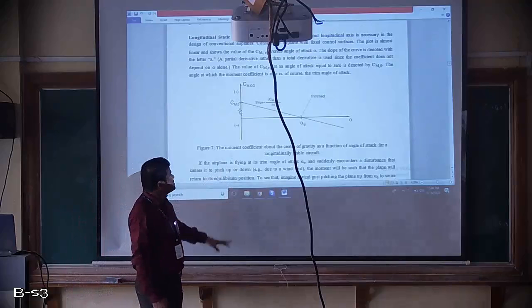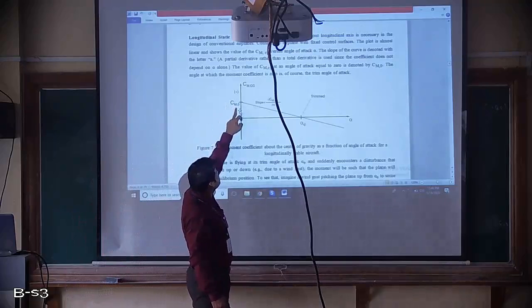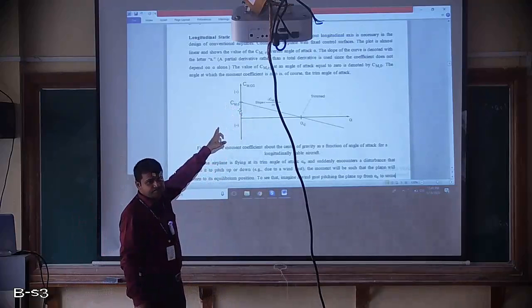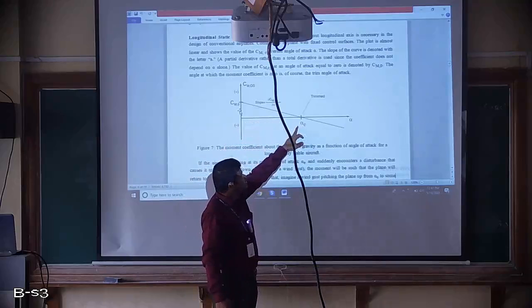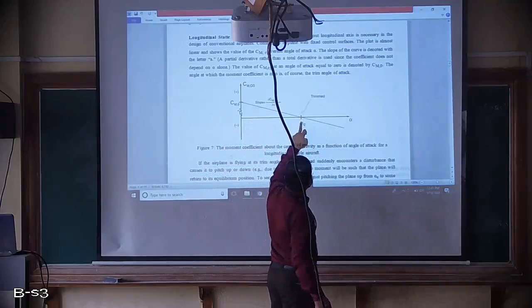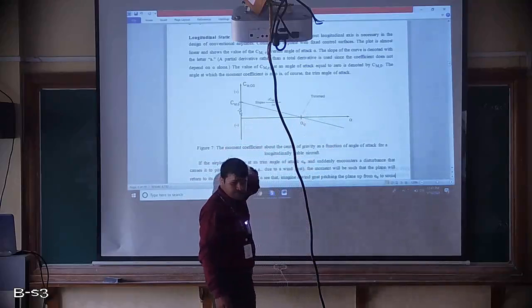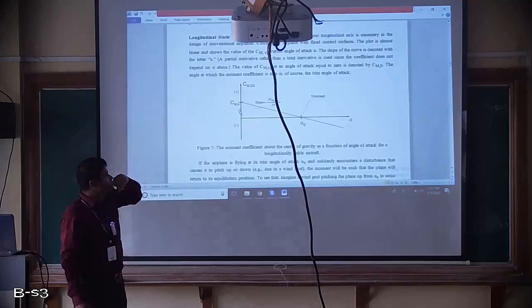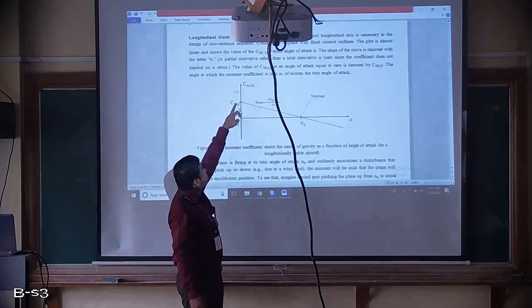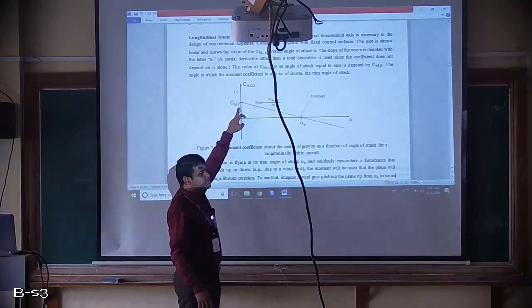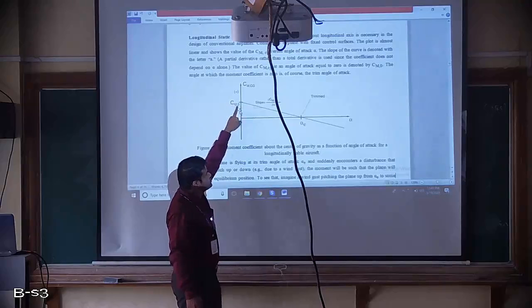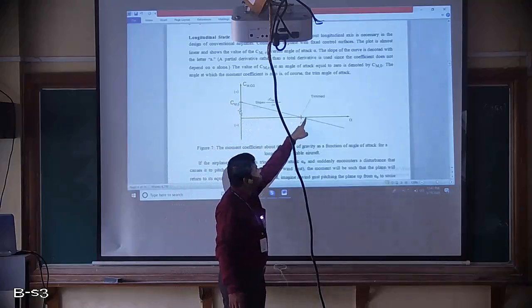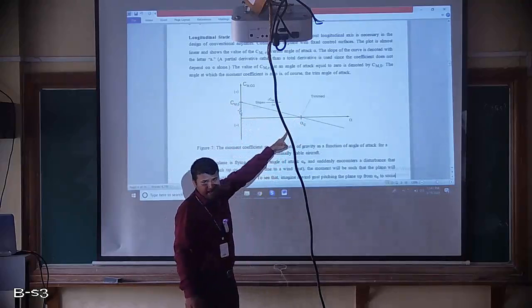Now in this graph, CM0 will give us the moment coefficient, and this is the angle of attack alpha, and this alpha E is nothing but our trimmed condition. Now in this graph we can see that the moment coefficient is 0. CM0 is nothing but Cm comma 0. That means the moment coefficient here is 0. That is the trimmed condition, or trimmed angle of attack.